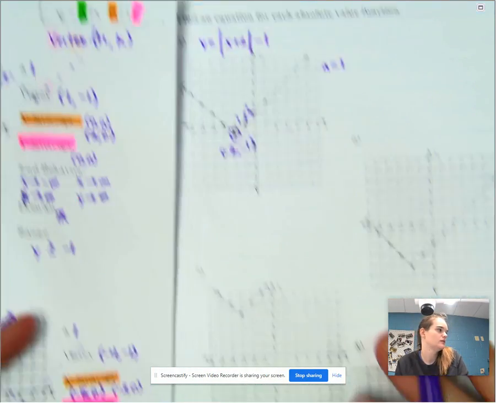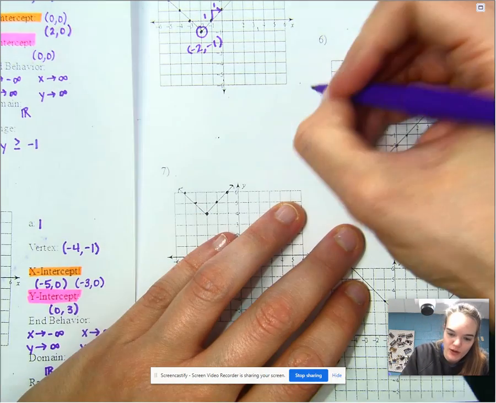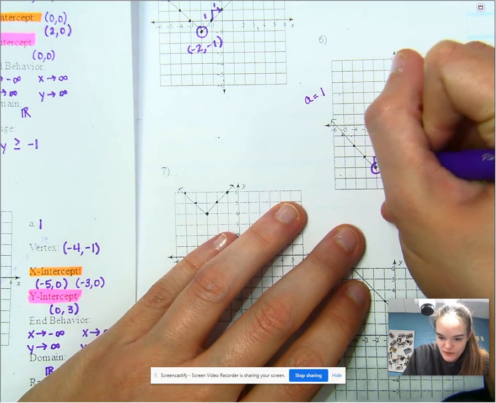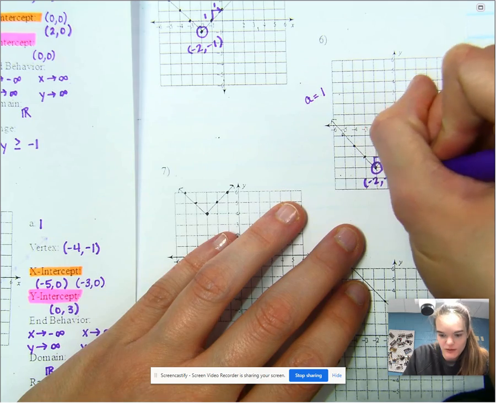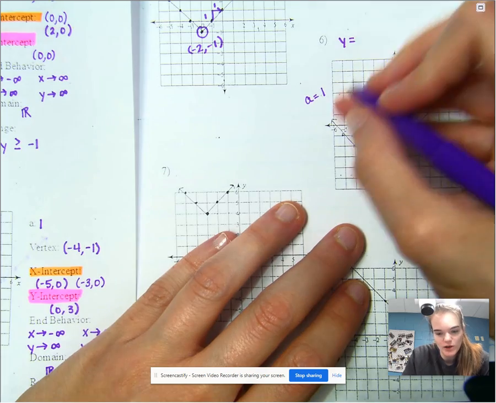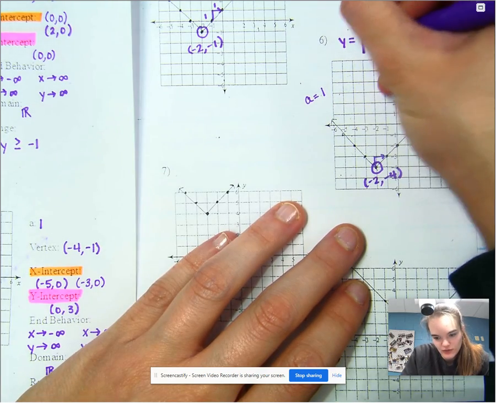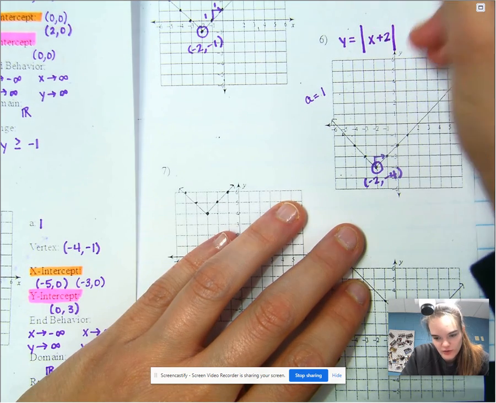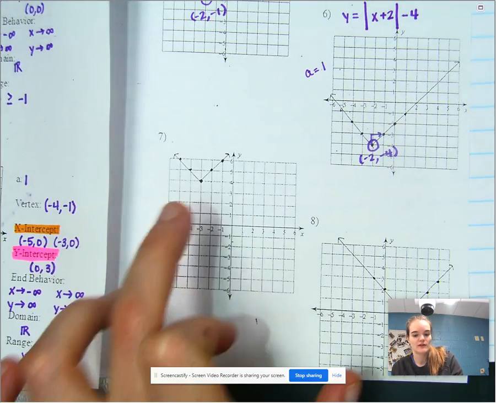Number 6. Up 1 over 1, so A equals 1. The vertex is -2, -4. So y equals, we don't have to put 1, so we're going to start with absolute value. X, opposite, so +2. Absolute value, -4. I want you to pause the video and do 7 and 8.